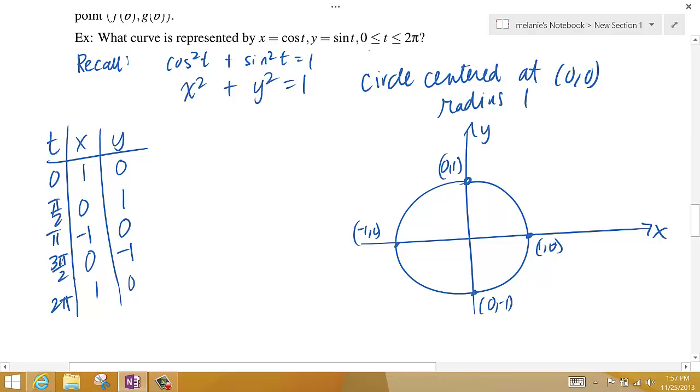Now, if this did not have a restriction, the circle would go around, and around, and around forever. But since I go from 0 to 2 pi, I know it starts and ends. It has a starting point and an ending point. So what direction will it go in?